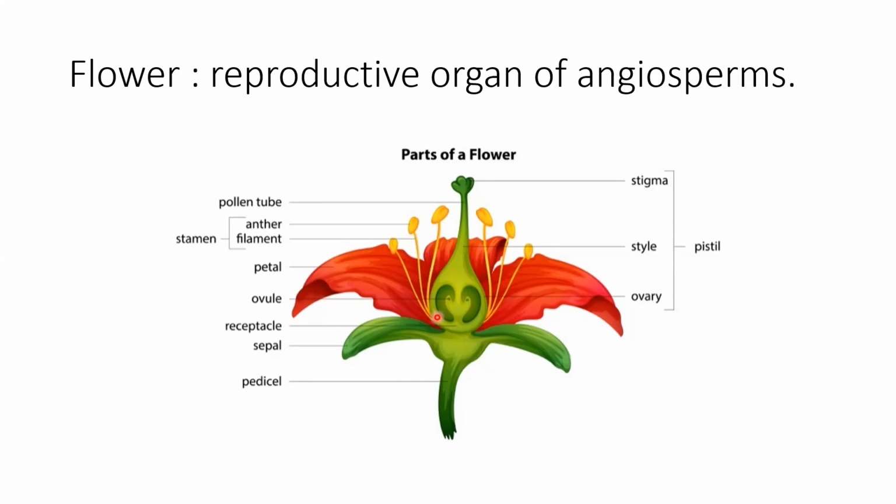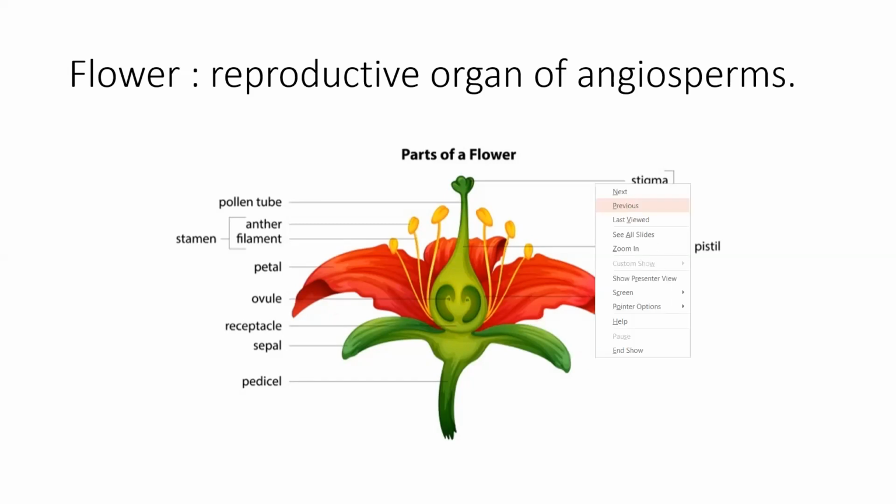Then the innermost whorl is gynoecium, which is also known as pistil. Pistil is made up of three parts: the knob-like part stigma, which is sticky, then a long neck-like part style, and a swollen ovary. This ovary contains ovule. So this is about a typical angiosperm flower.